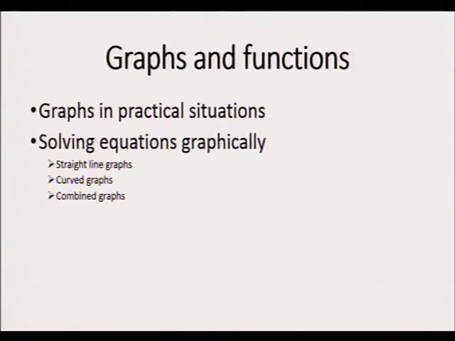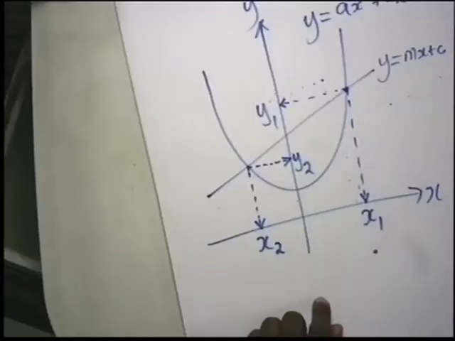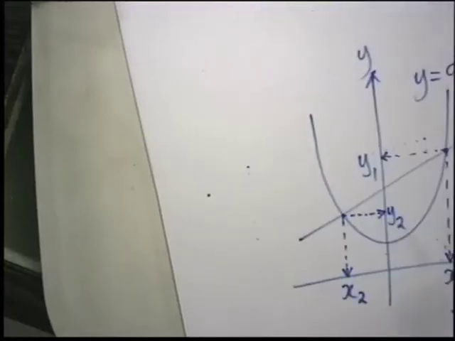So if they say use your graph to solve for y is equal to ax squared plus bx plus c and y is equal to mx plus c, you should indicate exactly like it's done here on your graph where you are taking your values from. If you do not indicate this, you might lose marks.